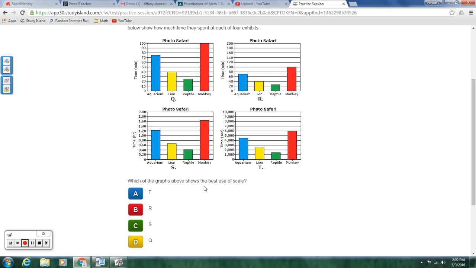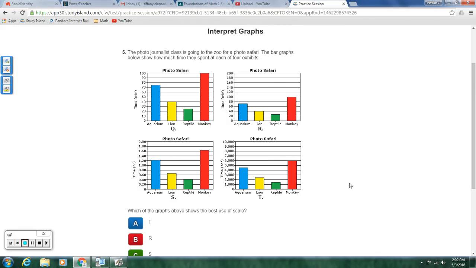Oh, here's another one. Which of these graphs shows the best use of scale? So this is how many minutes people spent taking pictures of things like an aquarium, a lion, a reptile, and a monkey. So we got seconds, hours, minutes, and minutes. Which one could you automatically think marked out? Seconds? Why seconds? Because it's like real fast. That's real fast. And hours, usually gonna take like 100 hours. Maybe. I don't know.